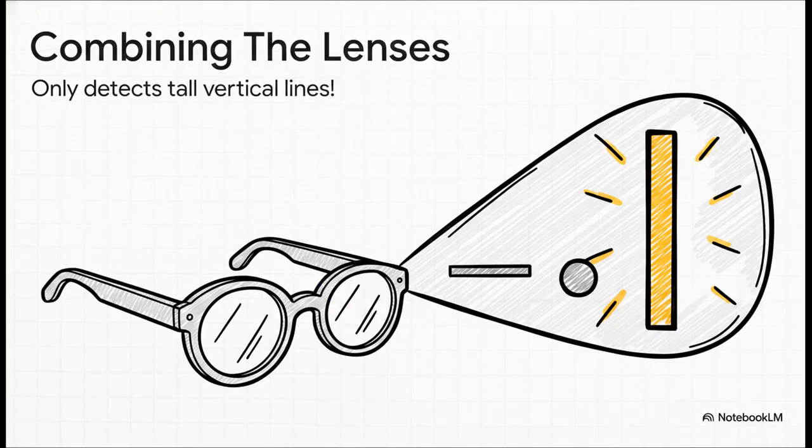And here is where the magic happens when you combine these two. Because the glasses are hunting for bumps horizontally but smoothing everything vertically, they get a very specific taste. They will completely ignore a smooth horizontal line, but they love tall vertical objects. Why? Because that object is a bump when you look left to right, but it's perfectly smooth when you look up and down.